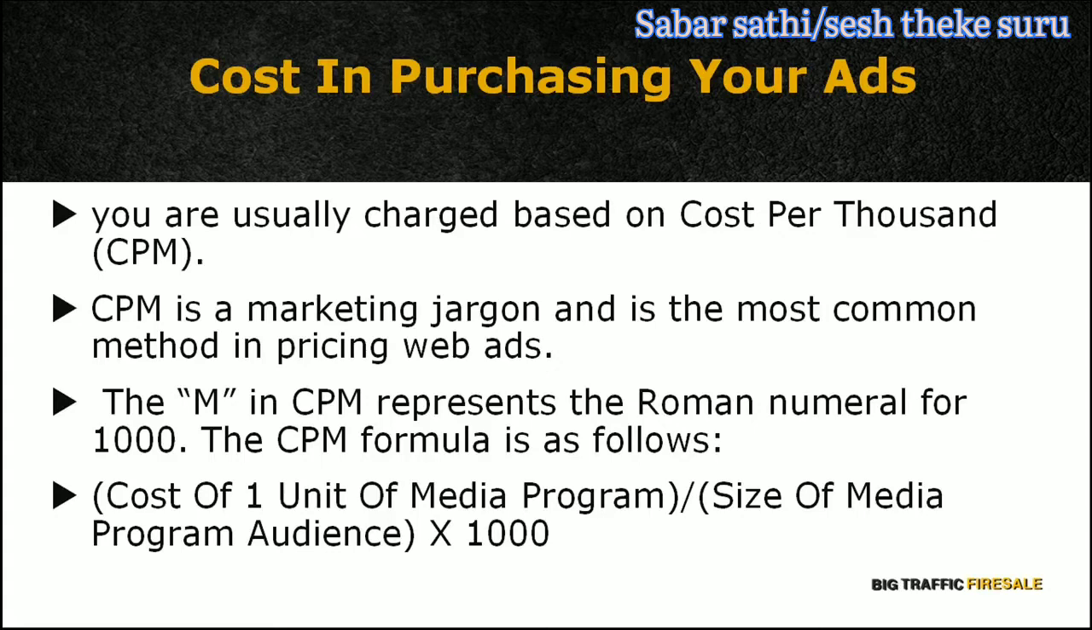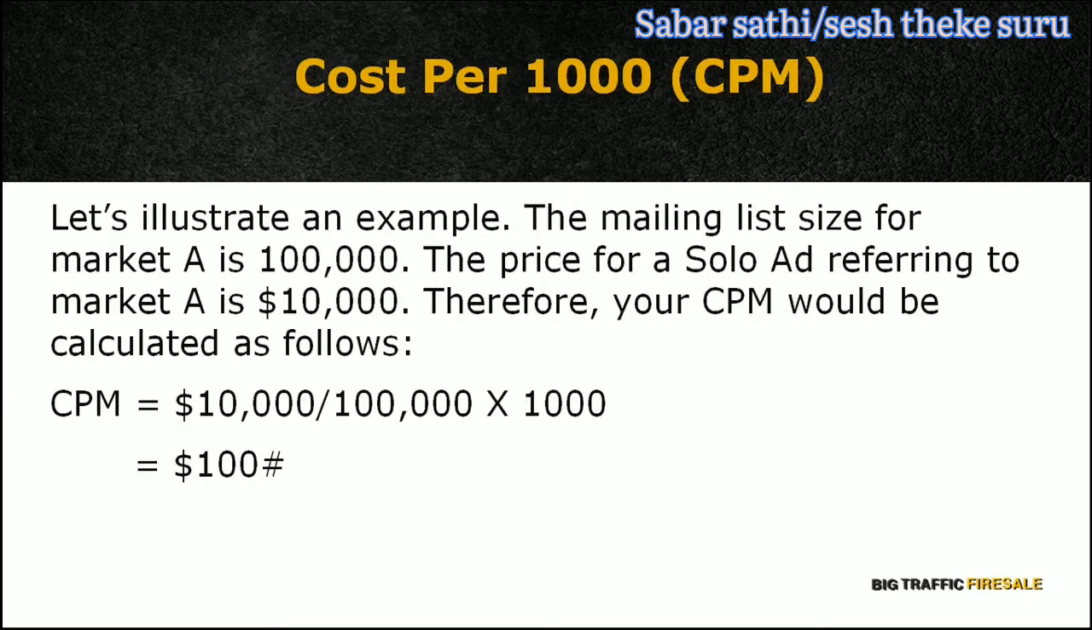The CPM formula is as follows. Cost of 1 unit of media program divided by size of media program audience times 1,000. Let's illustrate an example. The mailing list size for Market A is 100,000. The price for a solo ad referring to Market A is $10,000. Therefore, your CPM would be calculated as follows. CPM equals $10,000 divided by 100,000 times 1,000, which equals $100. This means it'll cost you $100 to reach 1,000 audience in Market A.